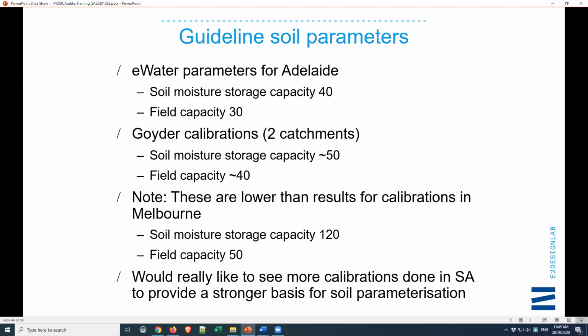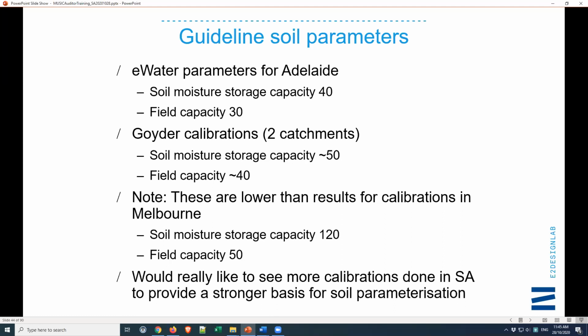We are very conscious that these numbers are a lot lower than what we're seeing for Melbourne. In Melbourne, we've done about 12 calibrations, and they've all come out more like 120 and 80, closer to the defaults in MUSIC, in fact. So on the one hand, we're sticking with the data that's local, and the best available information for Adelaide.